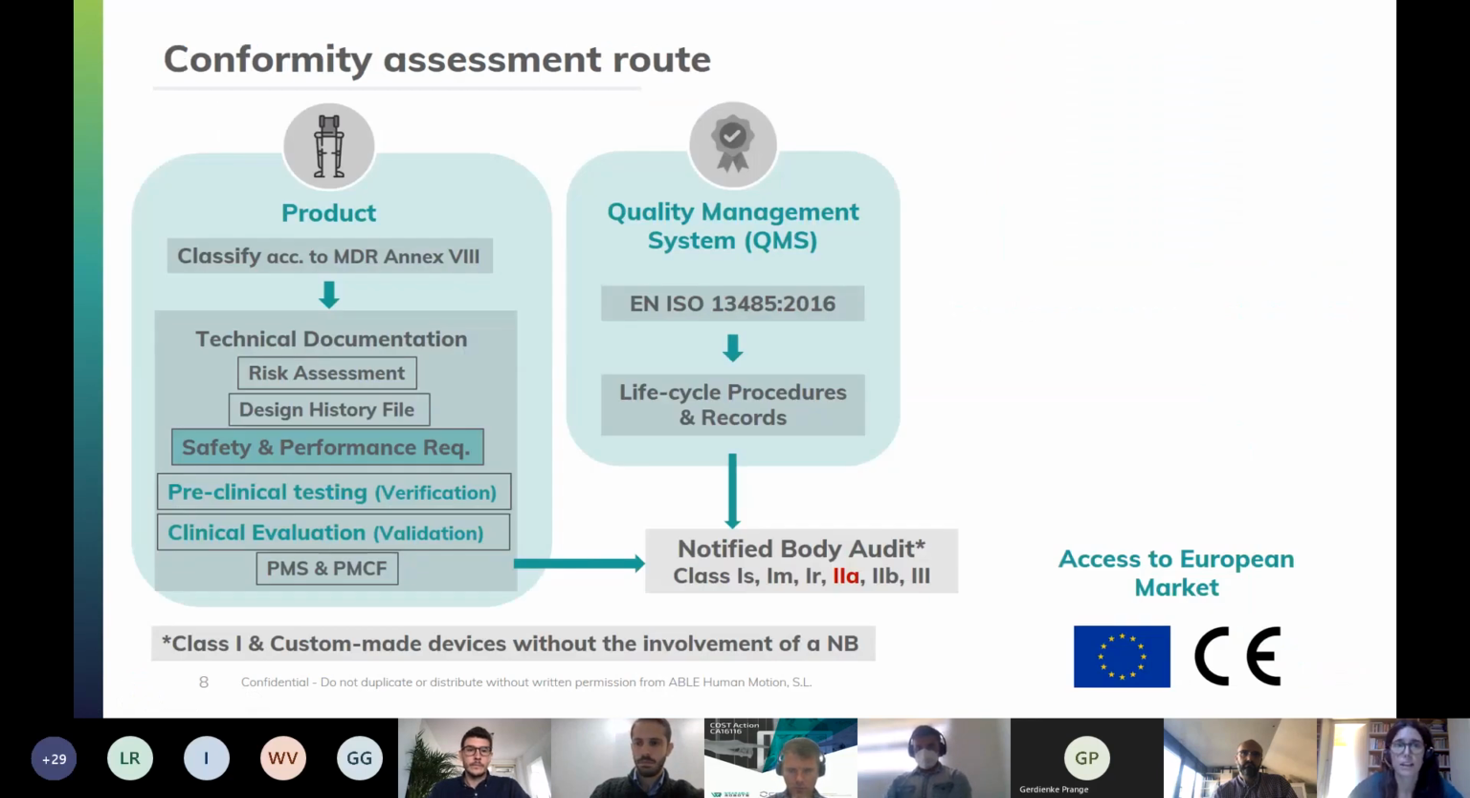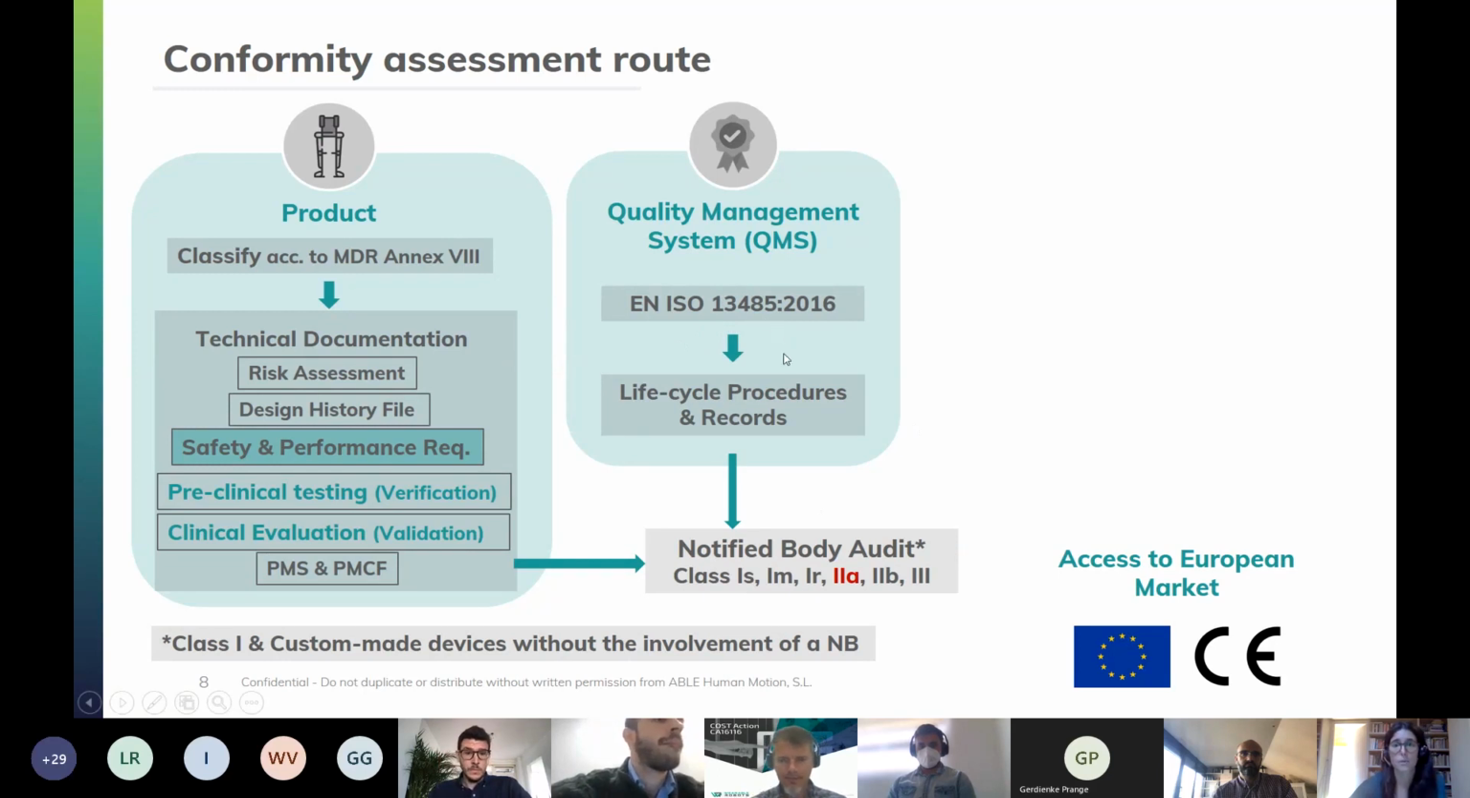So what do we need to do to be able to sell our exoskeleton to the European market? Okay, what we need is to have this CE mark. And to do so, as a medical device manufacturer, it's important to focus on these 2 main blocks, which would be our product and having a quality management system in place. So the medical device regulation mandates that all medical device manufacturers have a quality management system in place, complying with a list of requirements. And to comply with the requirements, we should be compliant with ISO 13485.